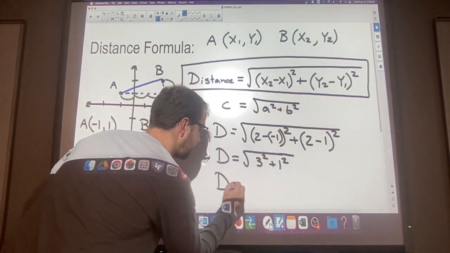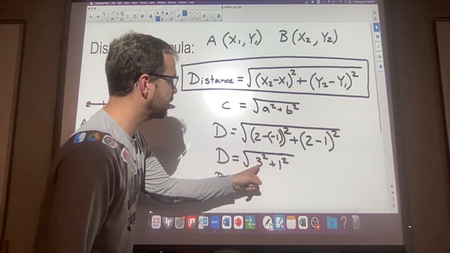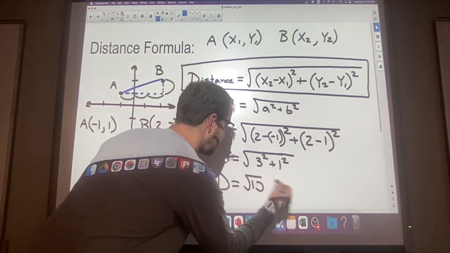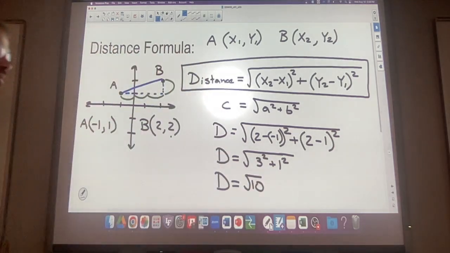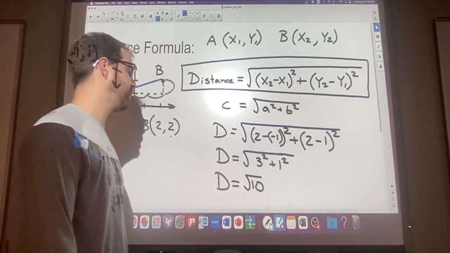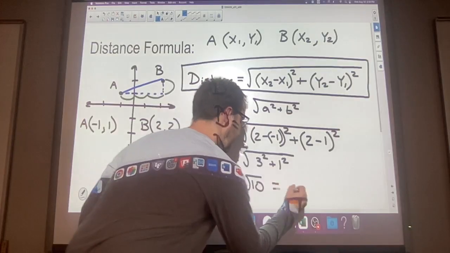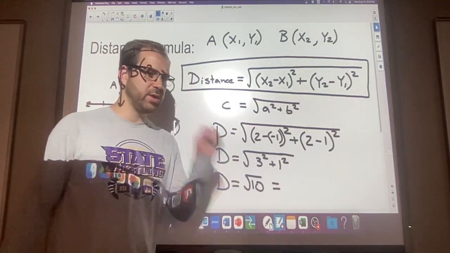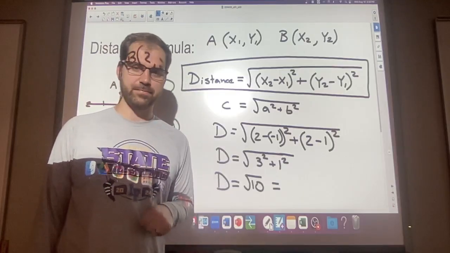All right, let's finish this up. 3 squared is 9, plus 1 squared is 1, so we have the square root of 10. Sometimes this will work out nicely. Like if this were the square root of 9, we could just write 3, but it's not. It's the square root of 10. So anytime we get a square root, I'm going to ask you to take the square root and give me 3 decimal places.